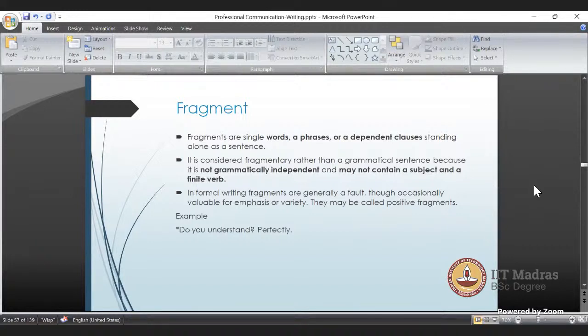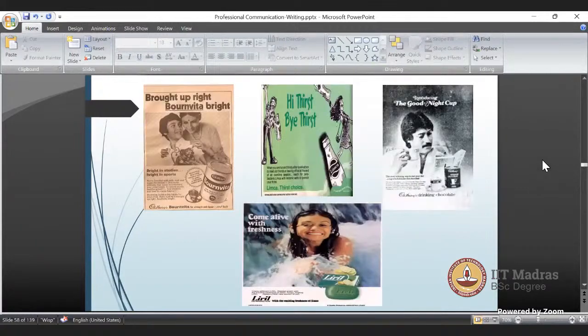Now let's look at this one. I told you about the ad part. Look at all of them. Look at the first one. Brought up right, Gonvita right. Do any one of them form full sentences? What is missing in that? The first one, brought up right, Gonvita right.